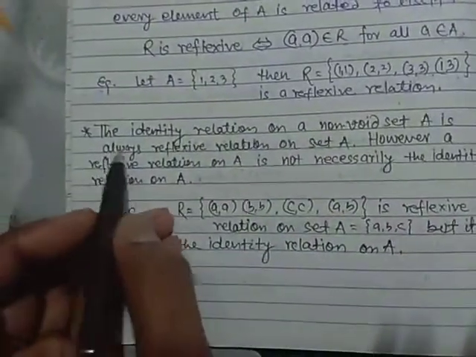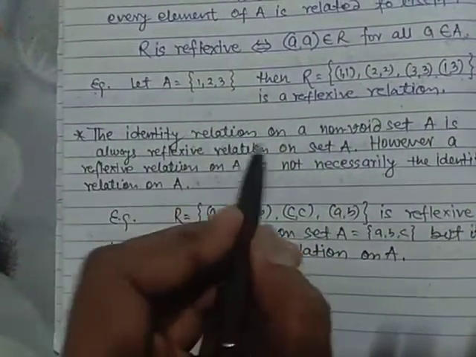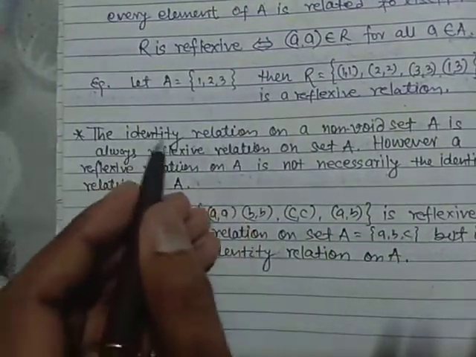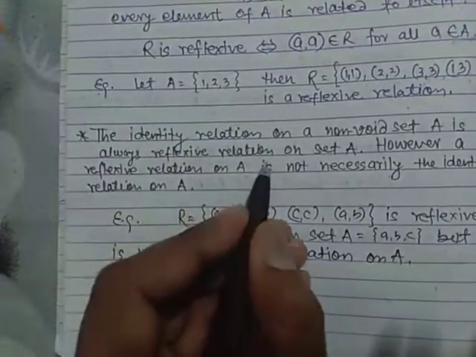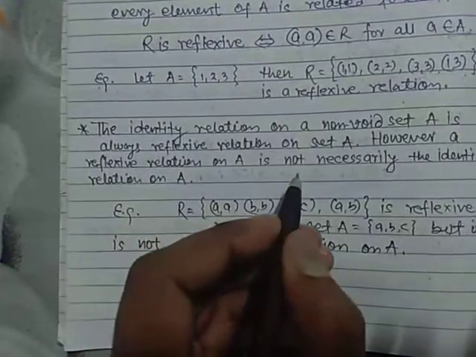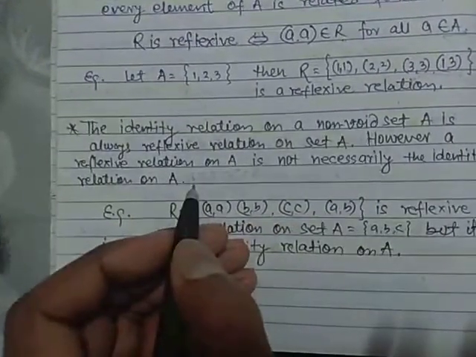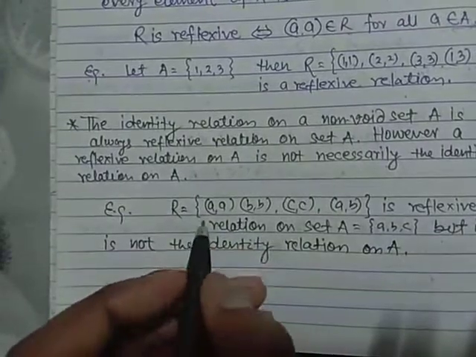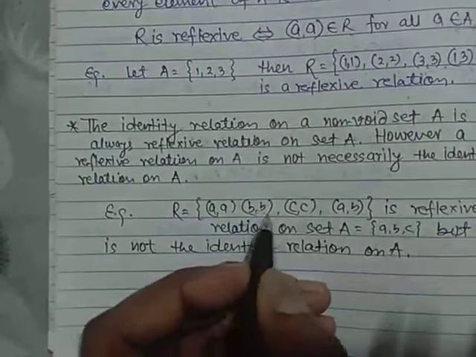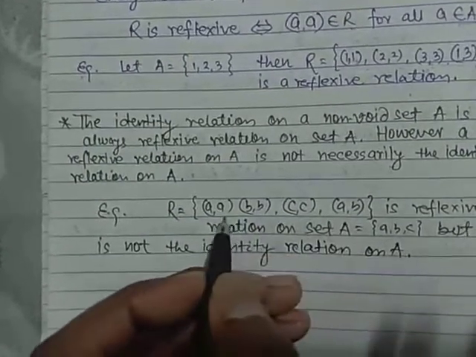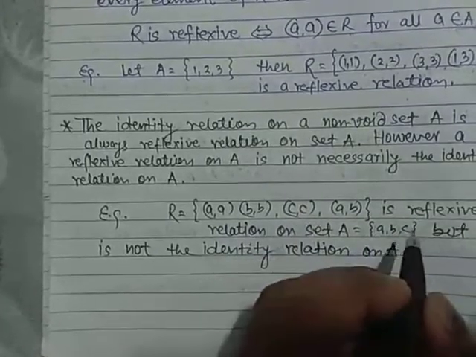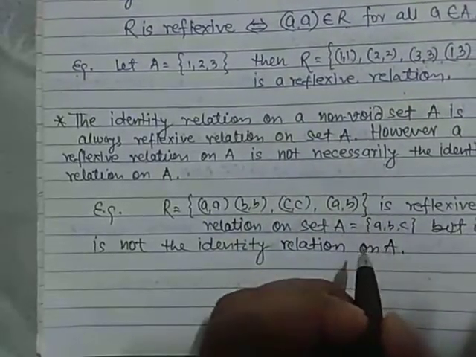Care should be taken: the identity relation on a non-void set A is always reflexive. If it is identity, it is always reflexive on set A. However, a reflexive relation is not necessarily an identity relation. Let's have one example. Suppose there is a relation R containing (a, a), (b, b), (c, c) and (a, b). This relation is reflexive because (a, a), (b, b), (c, c) are there. But this is not an identity relation.